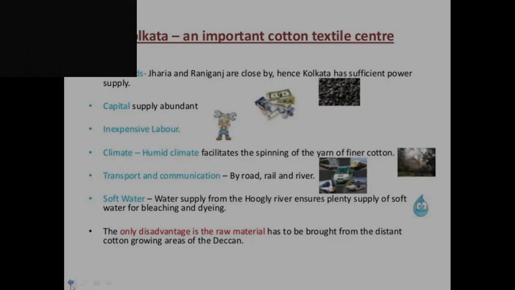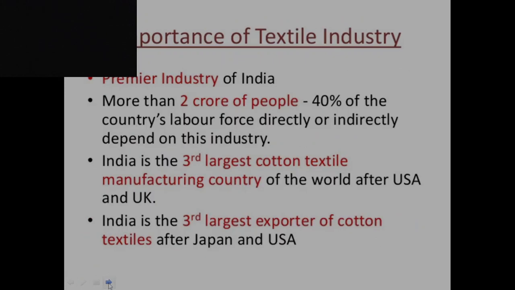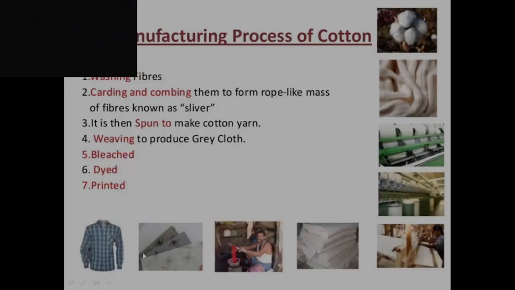Now, moving towards the textile or cotton industry. The manufacturing process of cotton, as all of you know, is first washing the fibers, and carding and combing them from the rope-like mass of the fiber, which is known as sliver. It is then spun to make the cotton yarn.